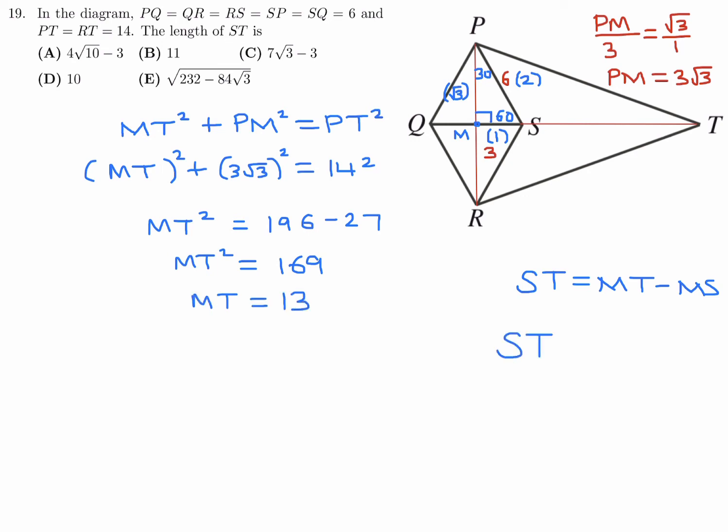And then now to finally figure out ST, that's MT, which is 13, minus MS, which is the distance from there to there, which is 3. So ST, therefore, is equal to 10. So number 19, the answer is D.